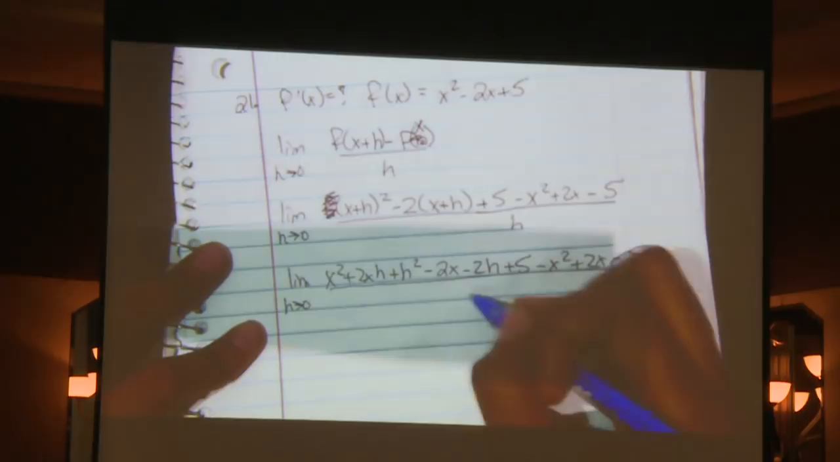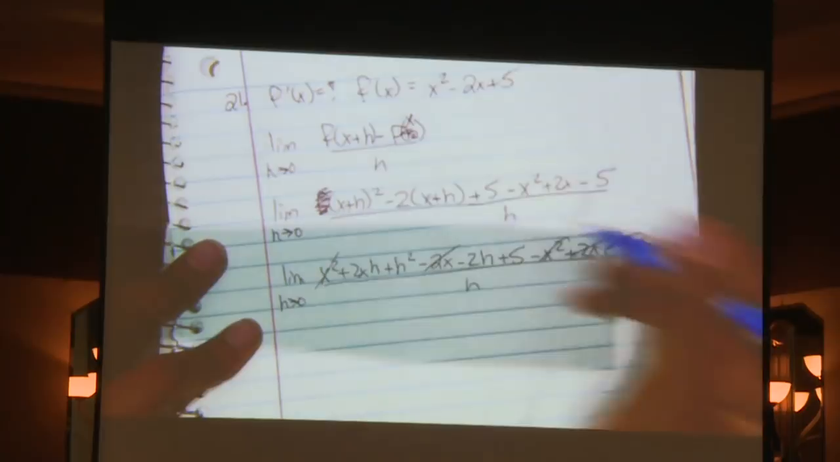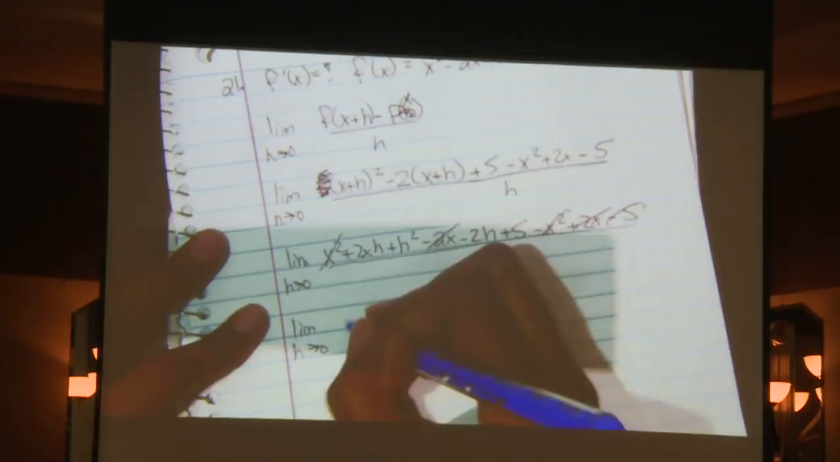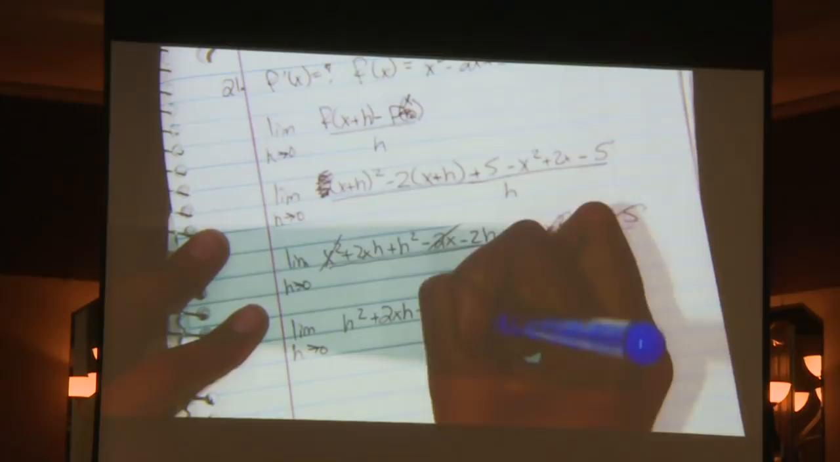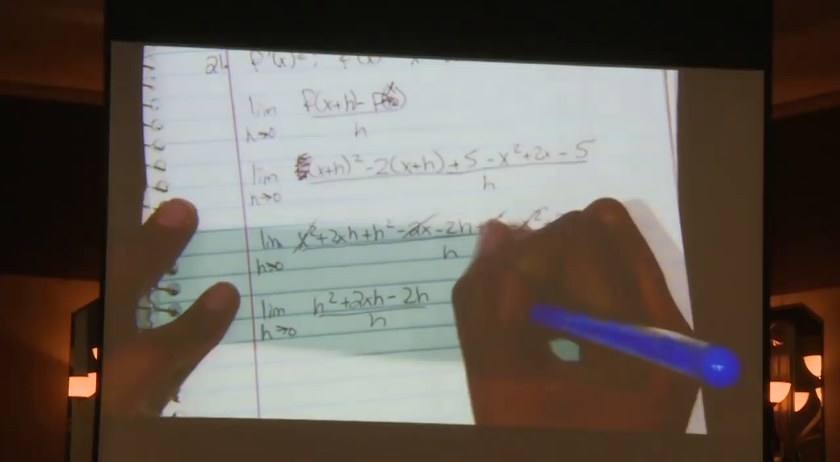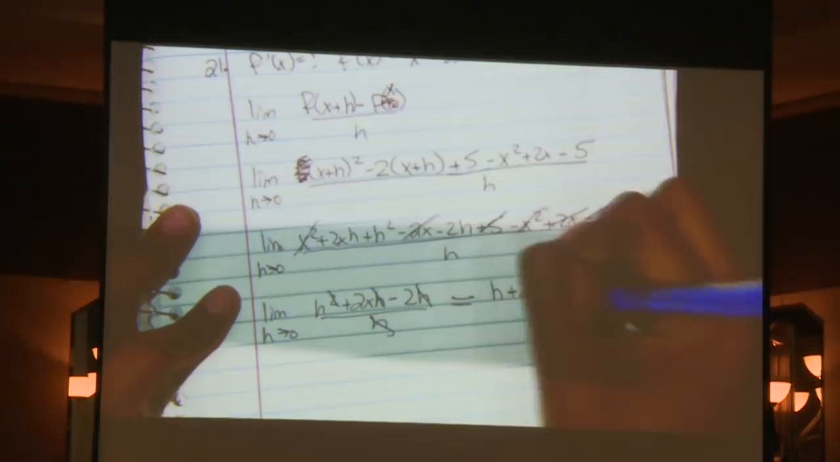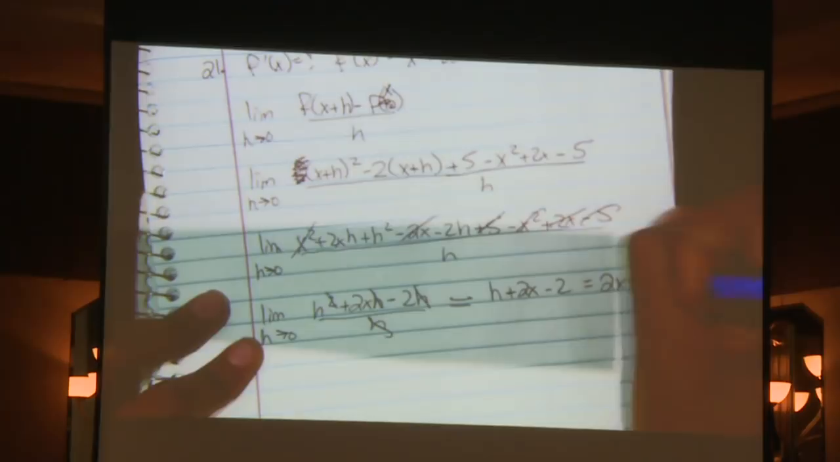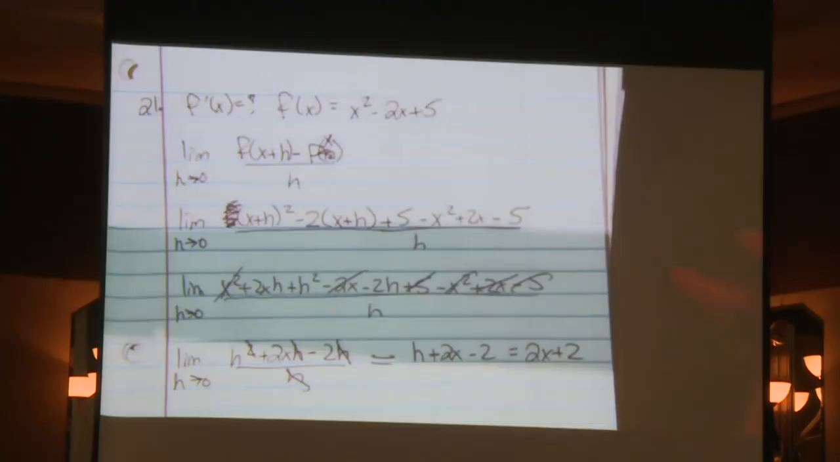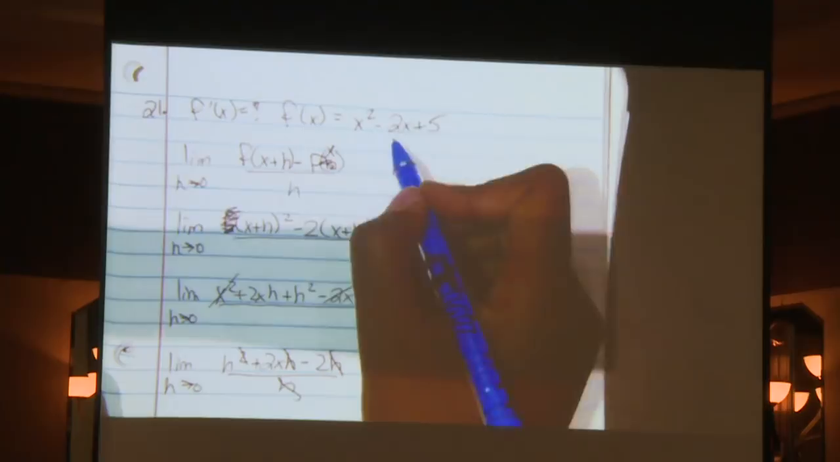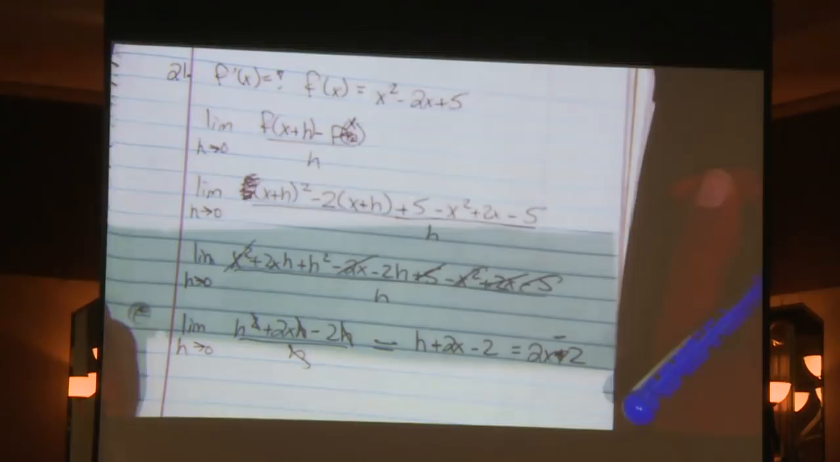A lot of these things cross out. Your x squared crosses out. Now you're left with this: h squared plus 2xh minus 2h. If you take an h out, you end up getting h plus 2x minus 2. Limit as h approaches 0, you get 2x minus 2. You can always double check yourself after you've done this long thing. It is easy to make mistakes, but now you already know the rules of how to derive a function. Easy way to double check yourself.